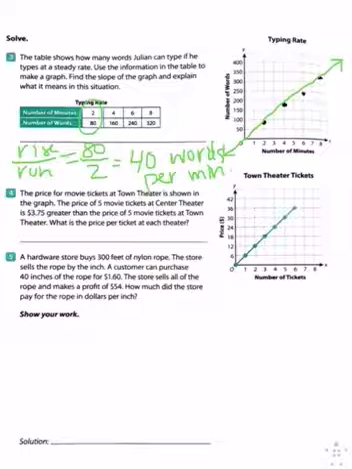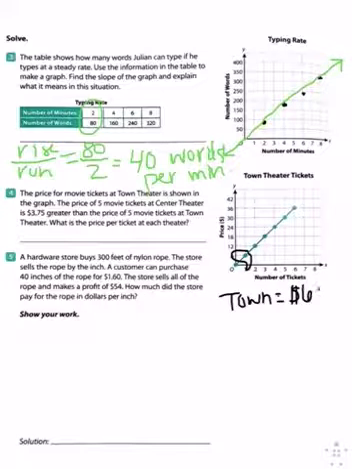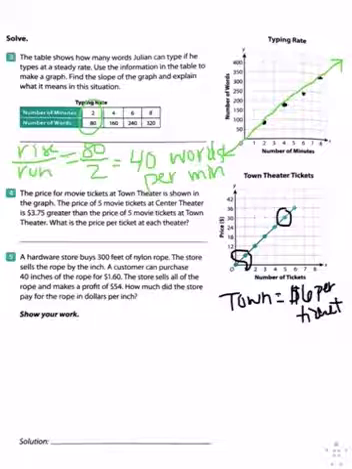Problem number 4. The price for movie tickets at Town Theater is shown in the graph. The price of 5 movie tickets at Center Theater is $3.75 greater than the price of 5 movie tickets at Town Theater. What is the price per ticket at each theater? So we have Town Theater, and we need to find the unit rate. So Town Theater, it tells us one ticket is $6, so it's $6 per ticket. It then tells us that after 5 tickets, which costs $30, Center Theater is $3.75 more.